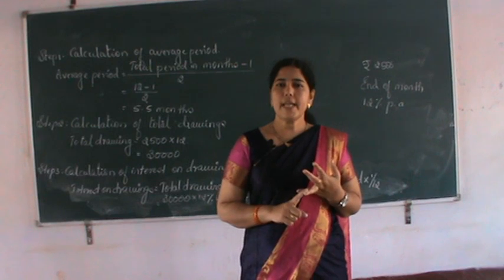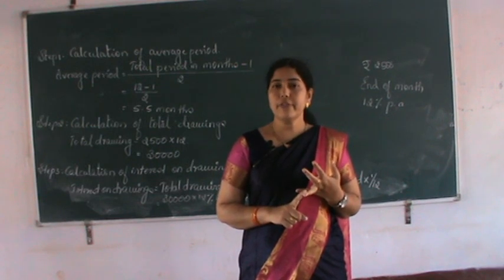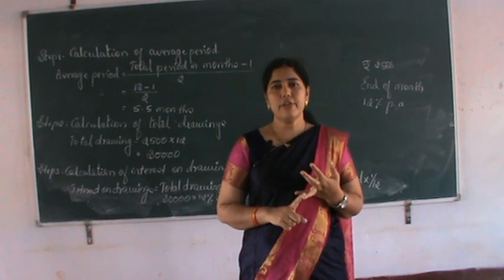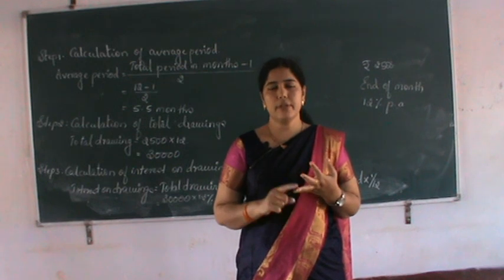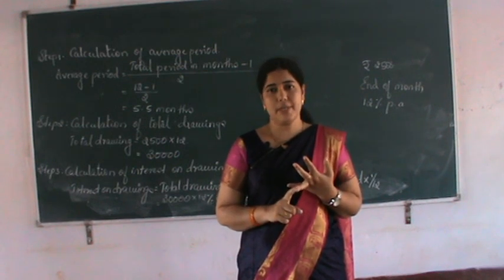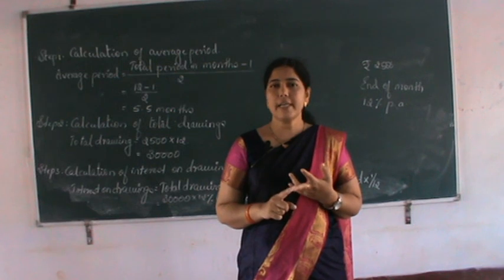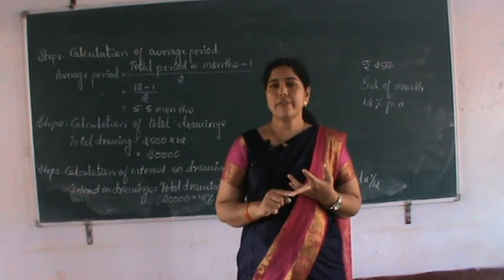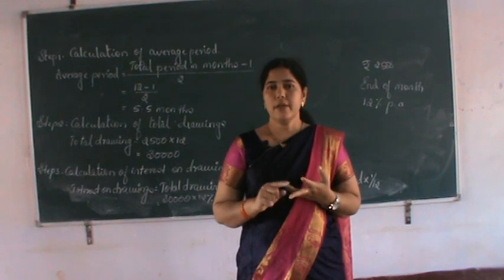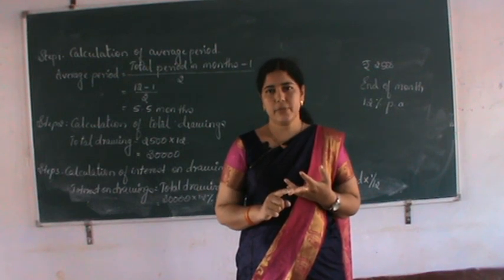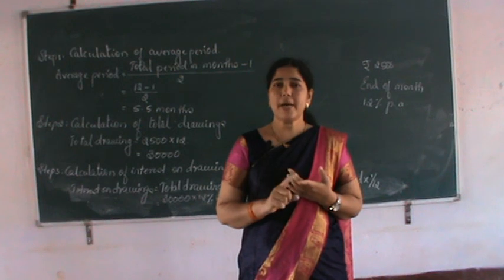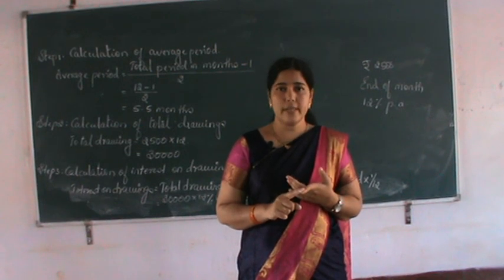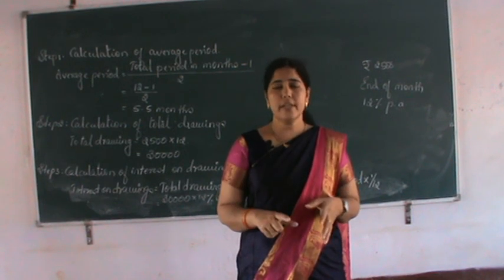Then if the partner takes the drawings in the middle of every month, the average period will be 6 months. And if the drawings are taken by the partners at the end of every month, the average period will be 5.5 months. Okay?